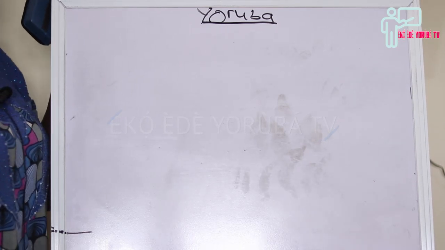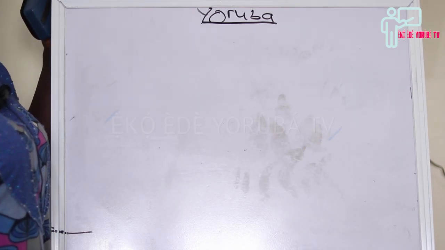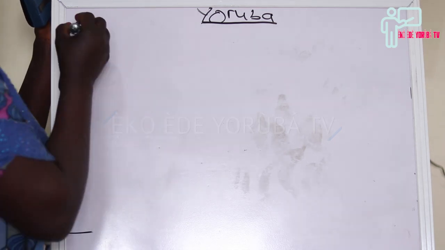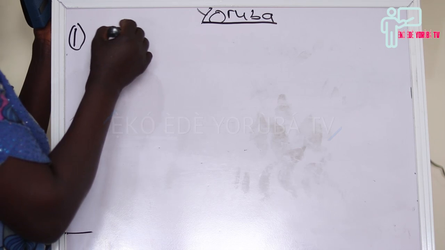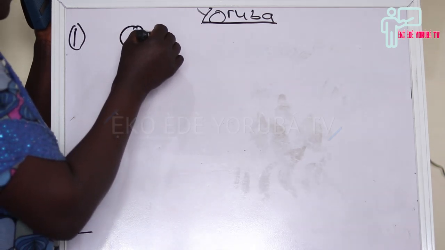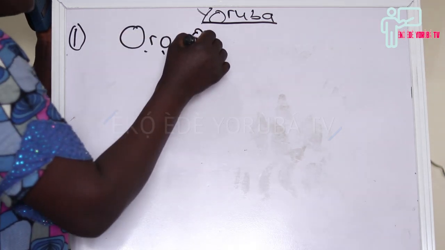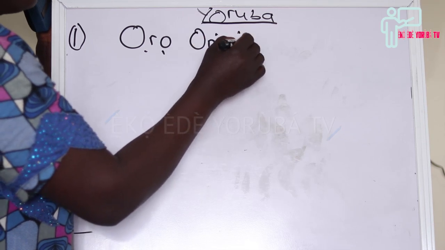A ṣì wà lórí syllable Yorùbá. Mo fẹ́ tú láti ìbẹ̀rẹ̀. Ọ̀rọ̀ onísílébù kan.